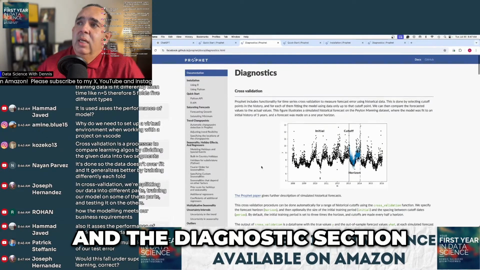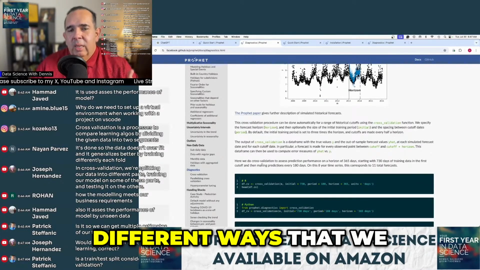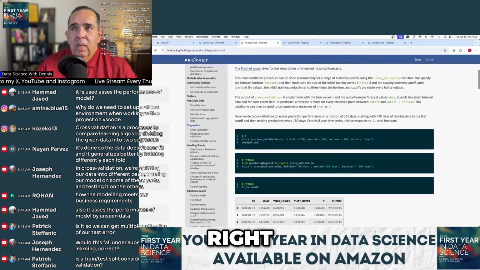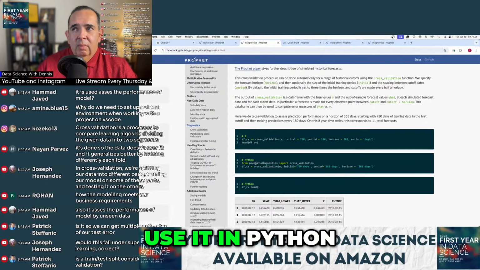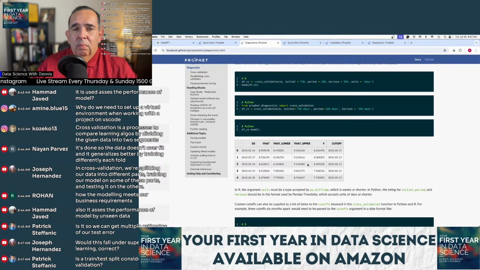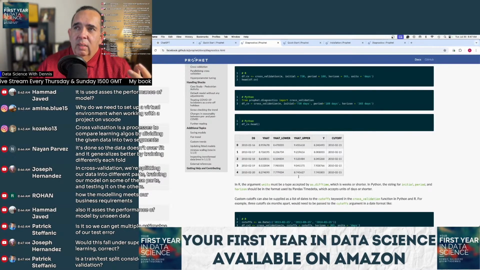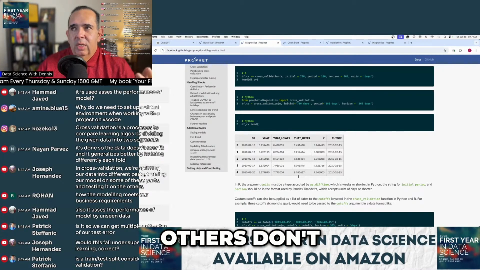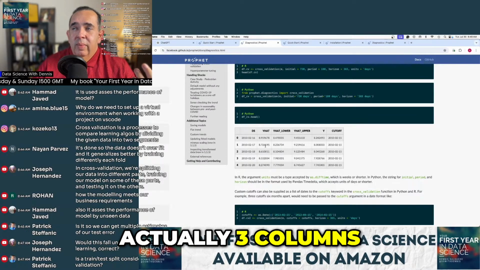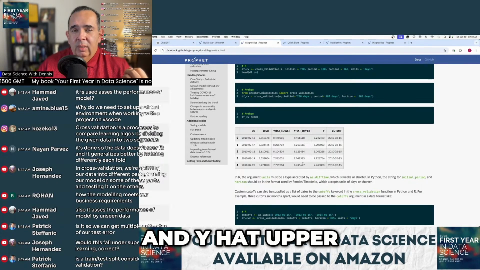And the diagnostic section tells us about the cross-validation processes and the different ways that we can use to train our algorithm, right? So it's telling us here how we can use it in Python. And then it's giving us a sample output. So I know that some of you have formal statistics training and others don't. But there's two columns here. Well, actually three columns. There's y hat, y hat lower, and y hat upper.